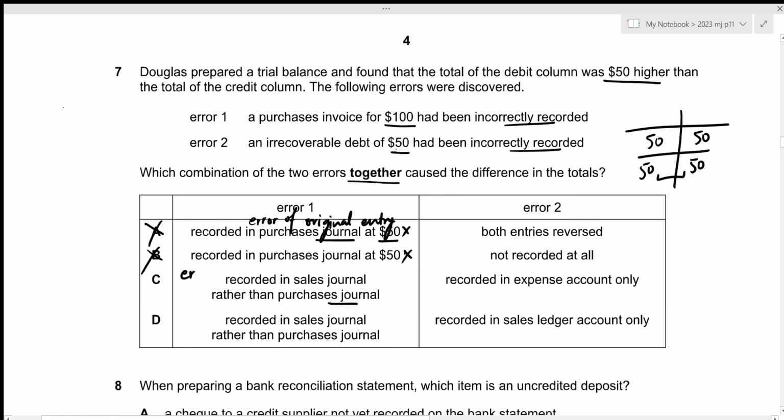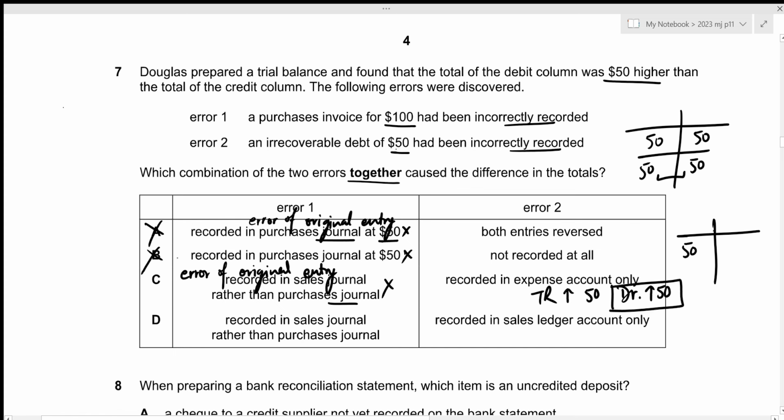The third one, for the first error, we have recorded in sales journal rather than purchases journal. Again, this is an error of original entry, which will not be reflected in our trial balance, so you can ignore this. And error 2 is recorded in expense account only. If we only record it as an expense, that will be on the debit side, but we do not subtract the same amount from trade receivables, so our trade receivables will be overstated by 50. And trade receivables is posted towards the debit side, which means that our debit side of the trial balance will be overstated by 50, which is the exact thing that we're looking for. The correct answer is given by option C.